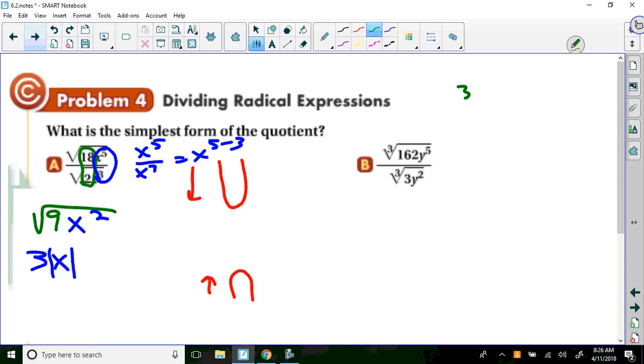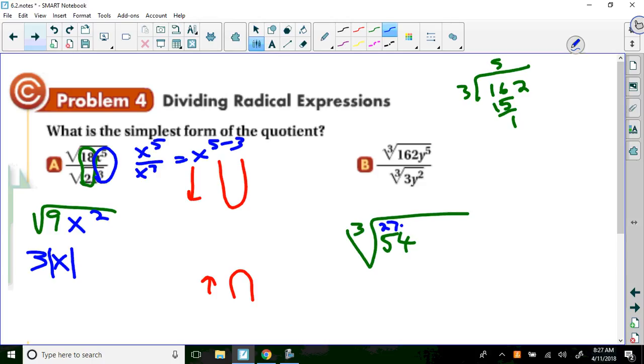162 divided by 3. That's what, 50-something? Is that 54? So this ends up being the 3rd root of 54. Wait a minute, 54 is not a perfect cube, but we had one like this earlier. We could rewrite 54 as what? 27 times, good, times 2.